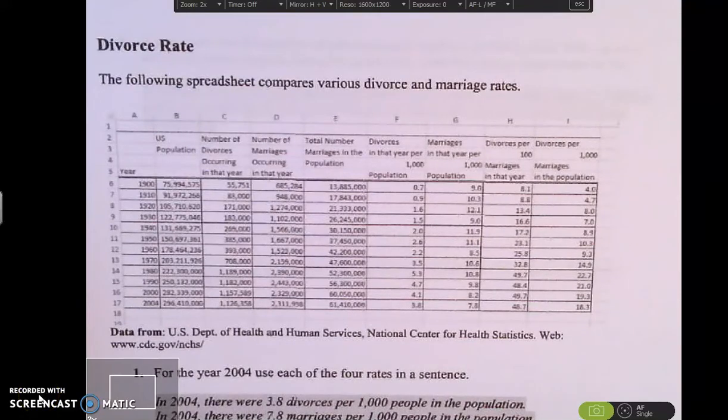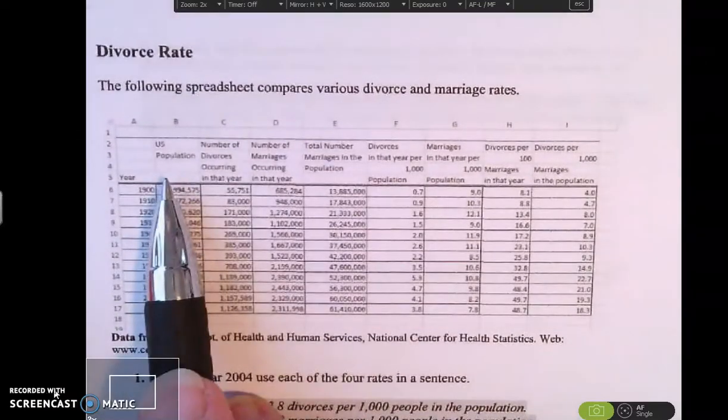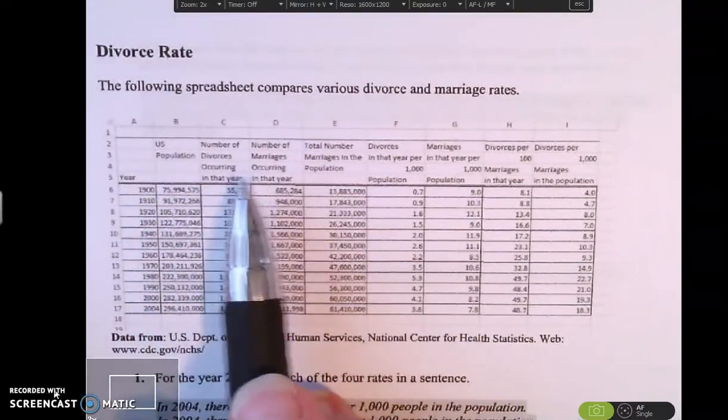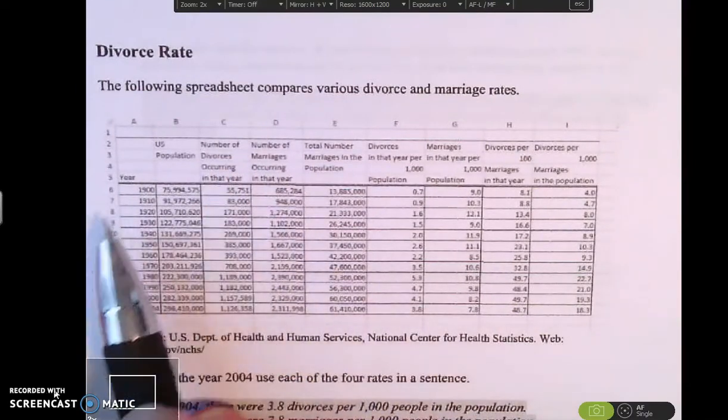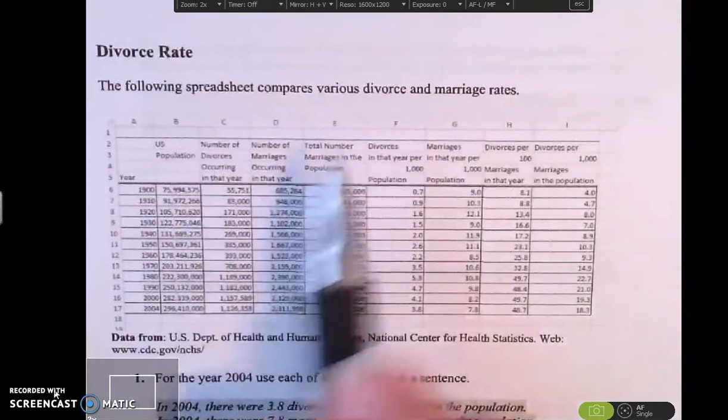All right, we're going to look at page 65 through 67 in your guided workbook. So on page 65, you'll see this chart. In this chart, you'll notice that here at the top it says U.S. population. Here it says number of divorces that occurred in that year, meaning 1900 or 1910.